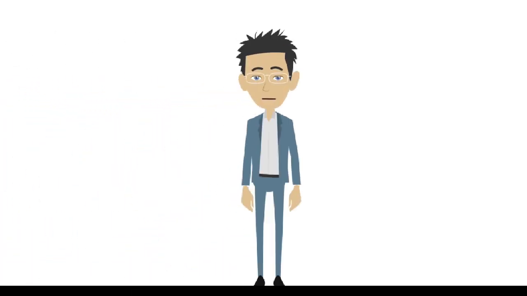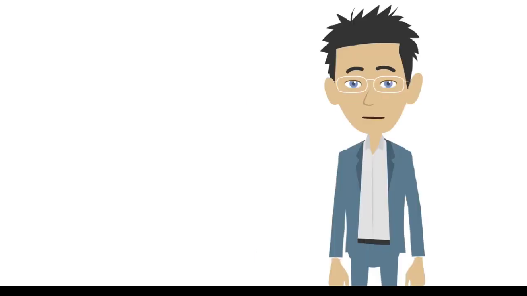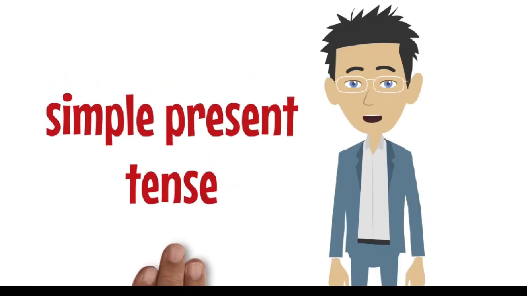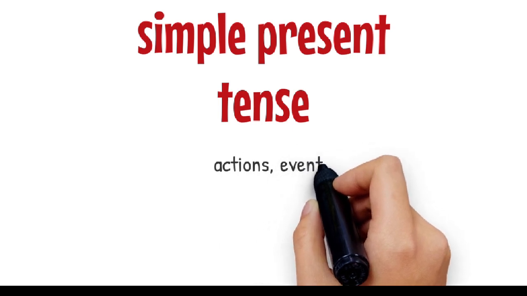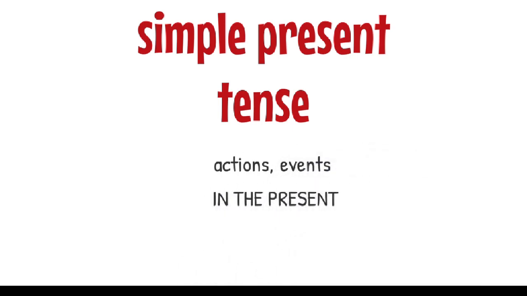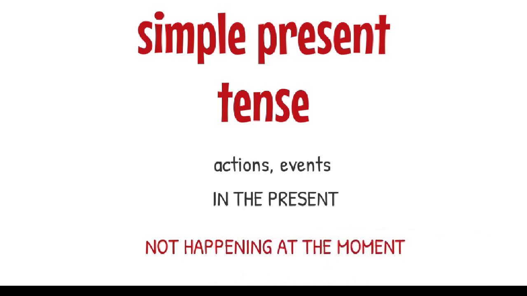In English, there are lots of different ways to describe actions or events in the present time. The most common one is to use simple present tense. What is this tense and how do we use it? Well, in a nutshell, it's the tense we use for actions or events that are in the present time but that aren't happening at this very moment.